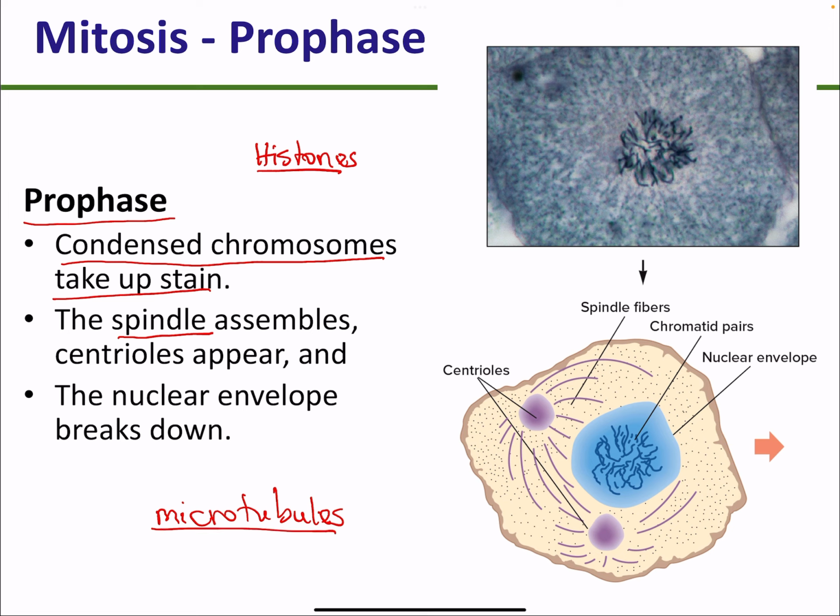These microtubules are going to grow outward from the centrioles and are now going to target a very specific area of the genetic information. That very specific area is the centromere.